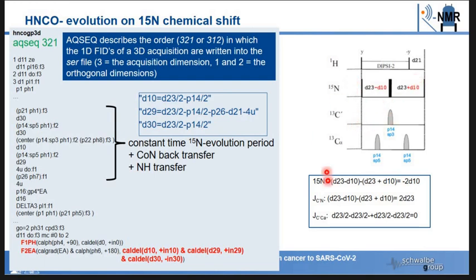We can look at the coupling, the carbonyl nitrogen coupling that we have to get rid of during this time. And we can do the same calculations here. And we end up with realizing that the coupling evolves for this delay D23. This is exactly what we want to have. We can also look at the coupling between the nitrogen and the C alpha. Sorry, here this is wrong.